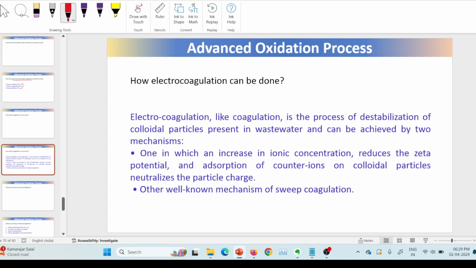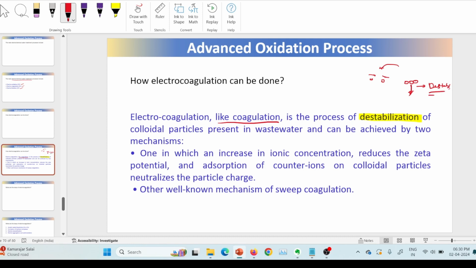Electrocoagulation, like coagulation, is the process of destabilization. It is the same process as coagulation. Destabilization means that particles do not come in contact with each other, so we provide the coagulant so that they can come in contact with each other, make a flock, and settle.